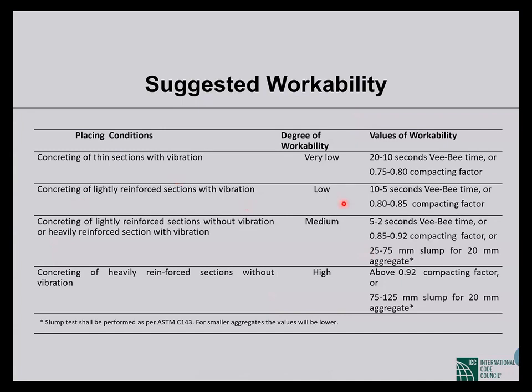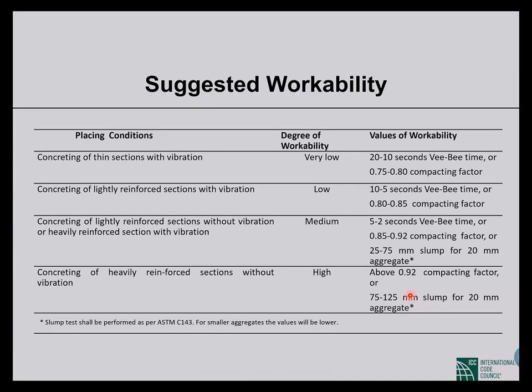But for low workability situations, concrete of lightly reinforced sections with vibration or concrete with thin sections with vibration, where we don't need much workability, the recommended workability is not mentioned in terms of slump. It's mentioned in terms of VB time. The VB apparatus is very common. You have a cone, a kind of frustum, and you release the cone, and then the fresh concrete stands and you vibrate that.